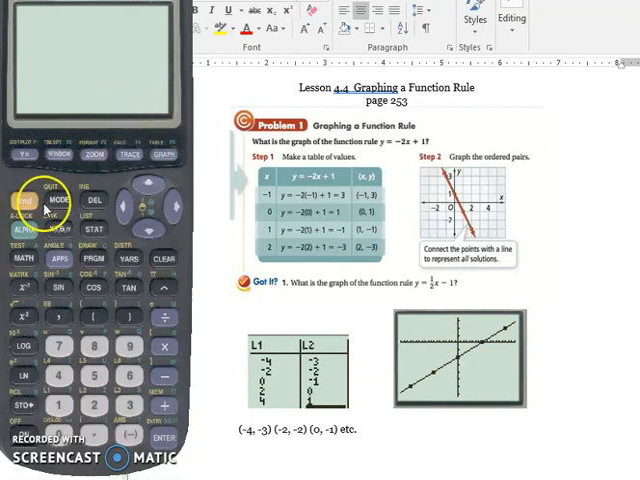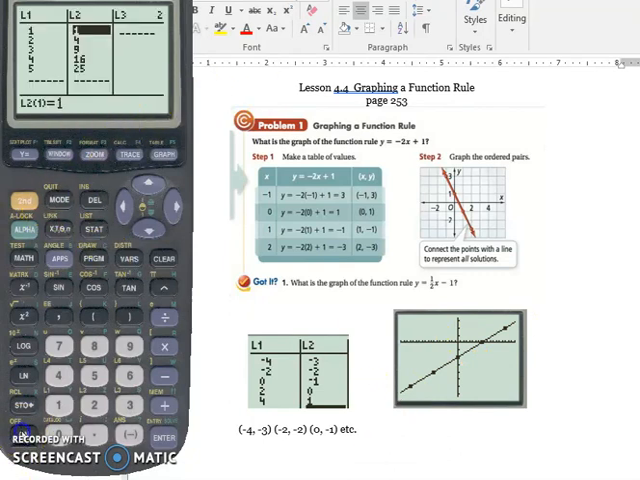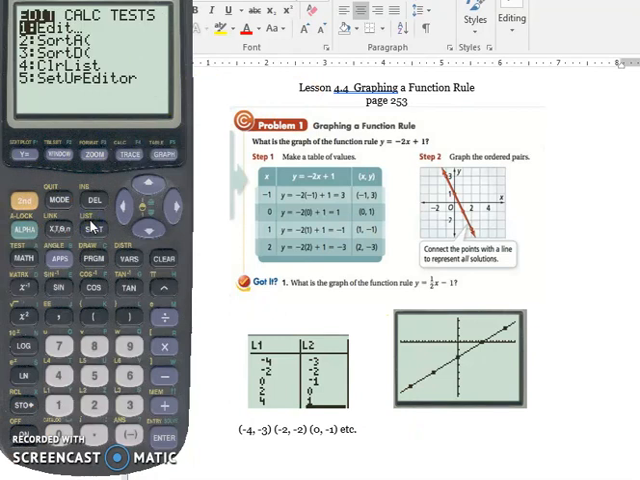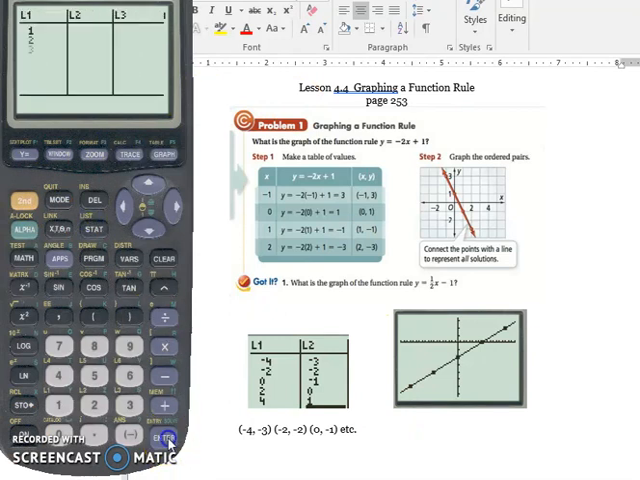So if you want to use the stat function, again, you just go into stat, edit, and the stat button's right here in the middle. So you go to stat edit and you put in your x values and you put in your y value. These are from the last problem, but you would literally just go in here and do whatever x values you want.